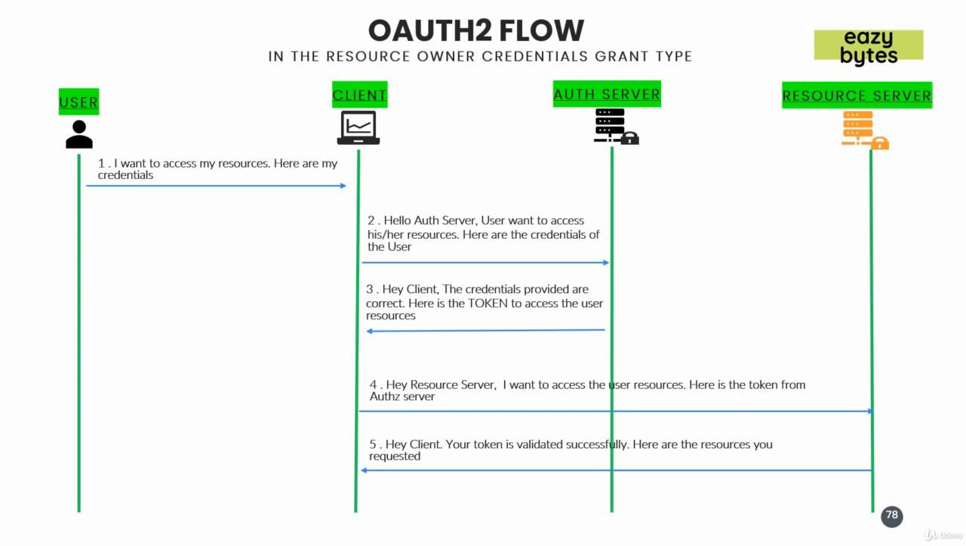Let's see what the flow is here. First, the user will go to the client application and directly give their credentials on the login page. Next, the client application will send a request to the auth server with the user details, or resource owner details, asking it to validate and provide an access token. Once the auth server validates the credentials, it will provide a token to the client. In the last two steps, the client will make a request to the resource server by providing the token it received from the authorization server. If the token is valid, the resource server will provide the resources requested by the client.